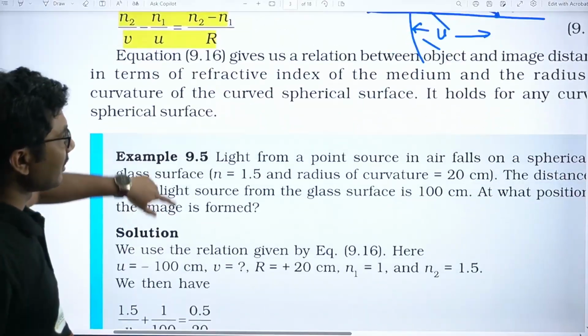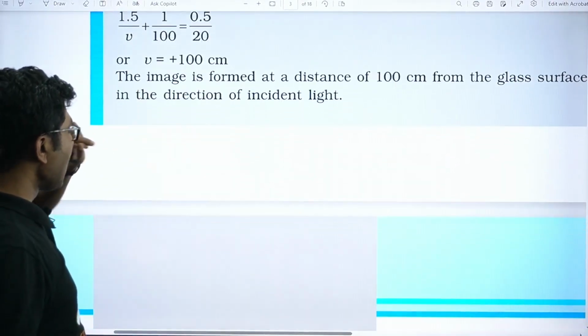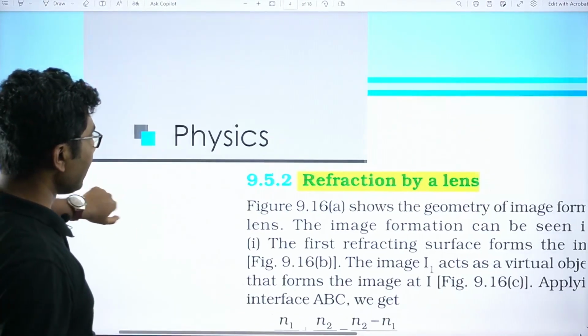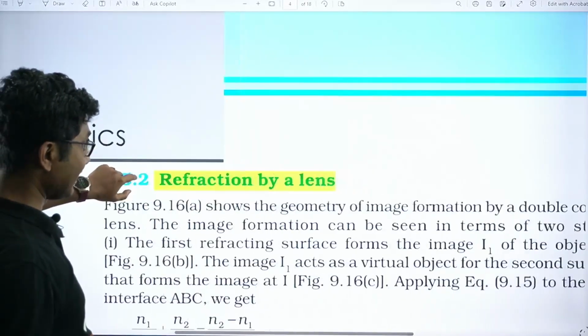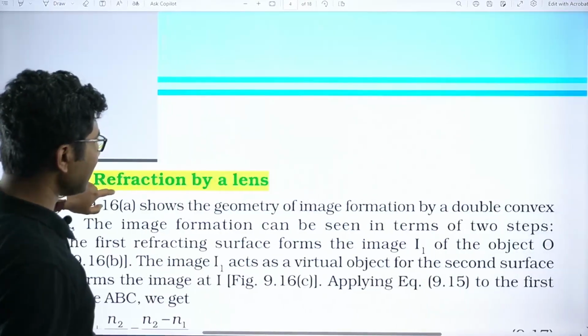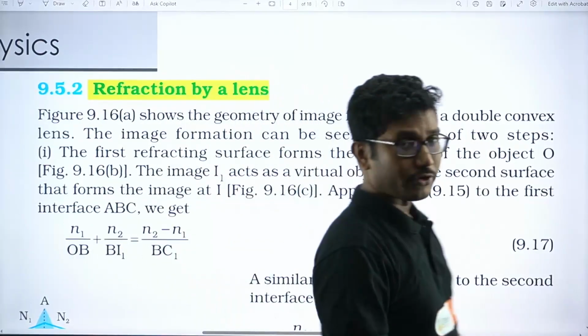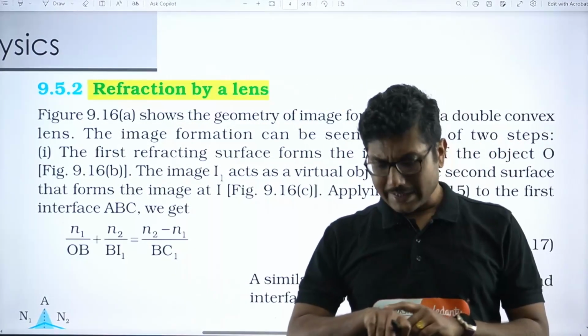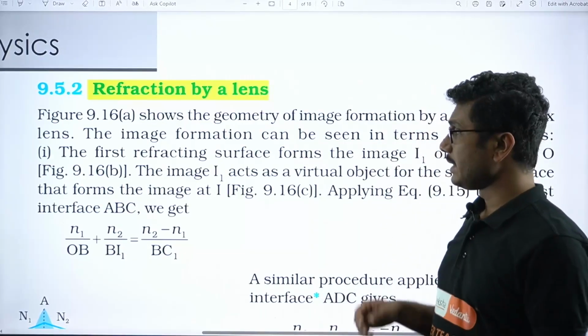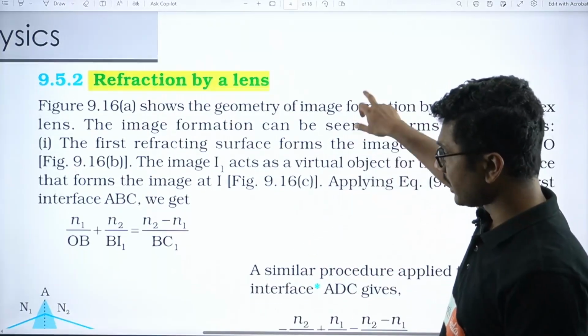Now based on this formula some numerical questions might come, but the derivation is very important. A numerical question might come for the KCET exam. I have not seen any numerical question from only the spherical surface form for your board exam, but for the KCET exam it might be important. In the KCET exam some question might come from this.